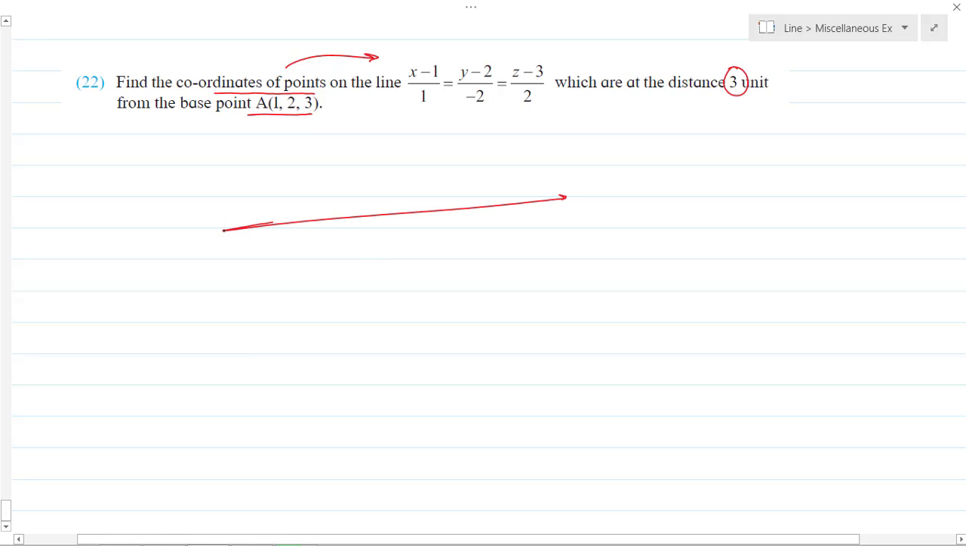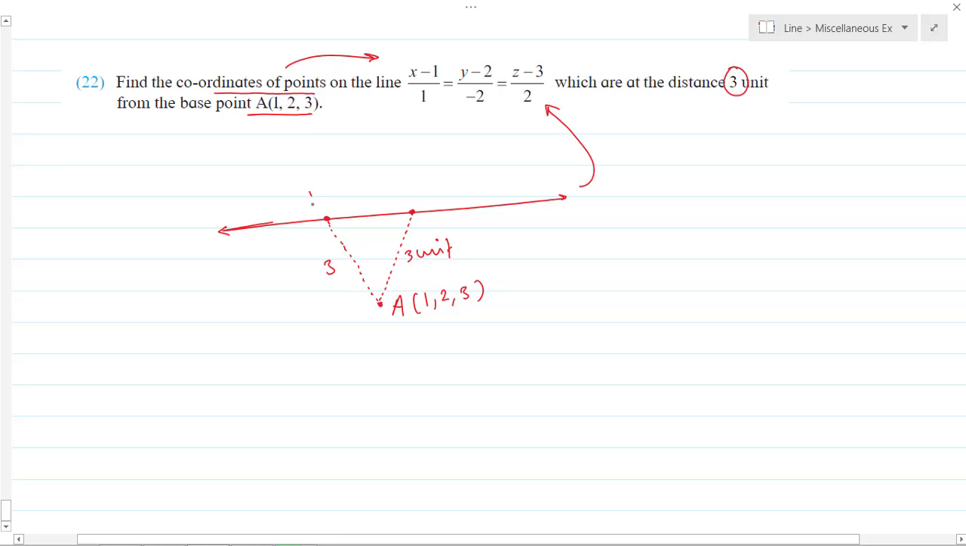So let me take this line. This is the given line, and there is a point A (1, 2, 3). Now I want to find the coordinate of a point which is at a 3 unit distance from this point. This is 3 units, they have not said shortest distance. So this is one point and this could be another point, again 3 units away.